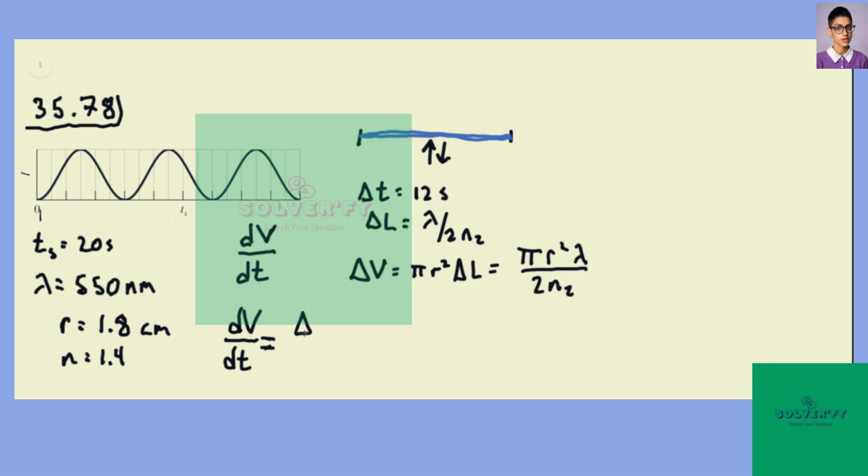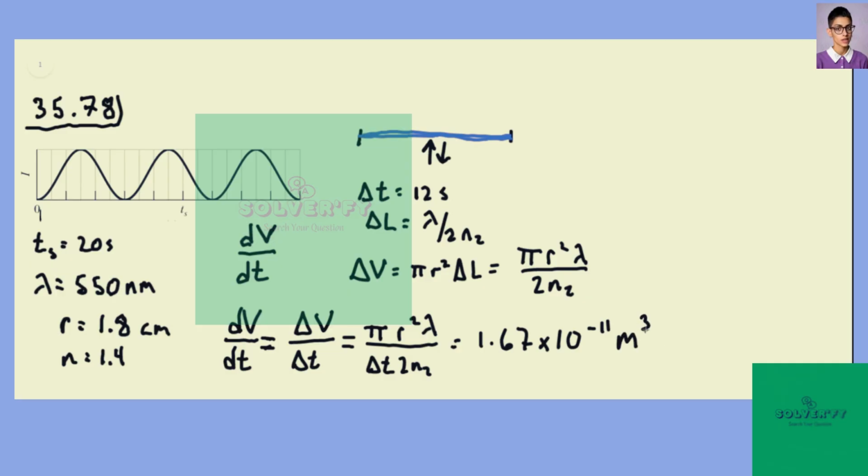So because the rate is constant, this is going to be the change in volume divided by the time in which we're considering that change in volume. So this is pi r squared lambda divided by delta t times 2n2. Putting in all of our numbers, we get 1.67 times 10 to the negative 11th cubic meters per second.